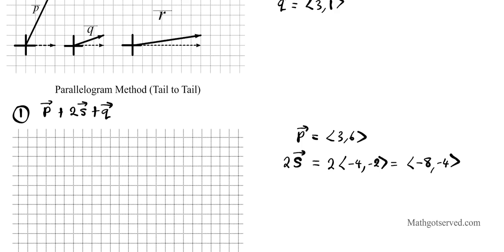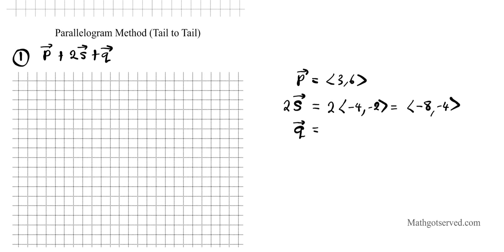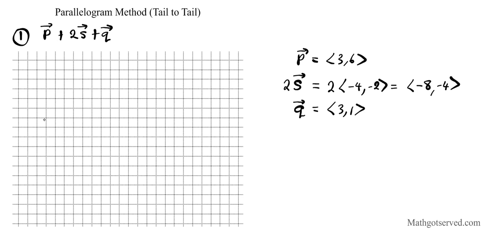All right, and then we have vector q. Vector q is just a positive vector, so we're not going to change it, do anything to that, just 3, 1. All right, now let's go ahead and find the geometric resolution of these vectors using parallelogram method.